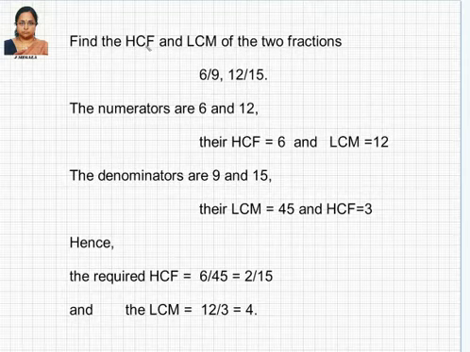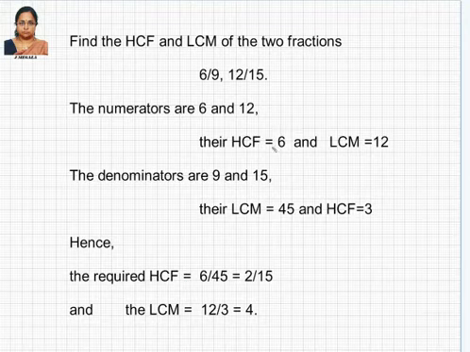So we'll see one example here. Find the HCF and LCM of the 2 fractions, 6 by 9 and 12 by 15. So here you can see the numerators are 6 and 12. So I'm just taking these 2 and finding the HCF and LCM of these 2. 6 and 12, HCF is 6 and LCM is 12. And denominators 9 and 15, when you consider, your LCM is going to be 45 and HCF is going to be 3. So hence we have this HCF as HCF of the numerator.